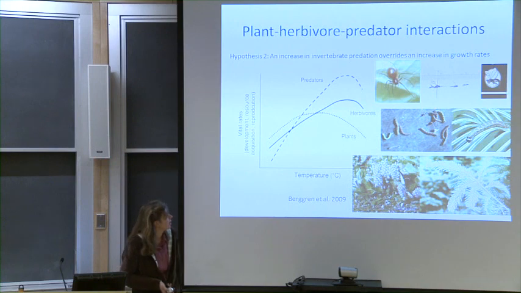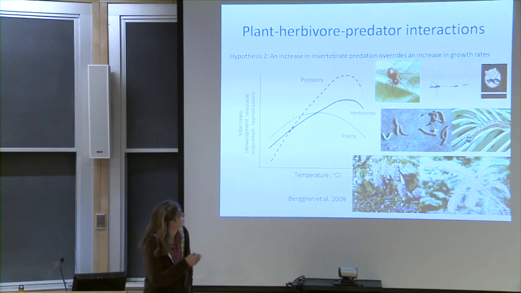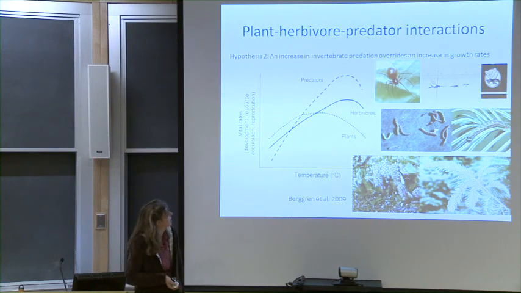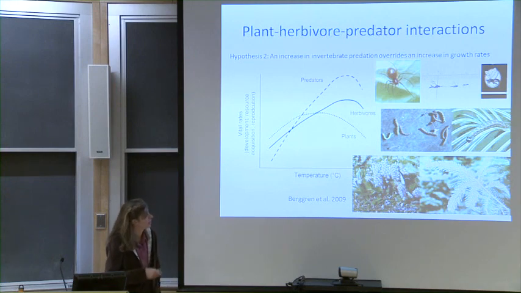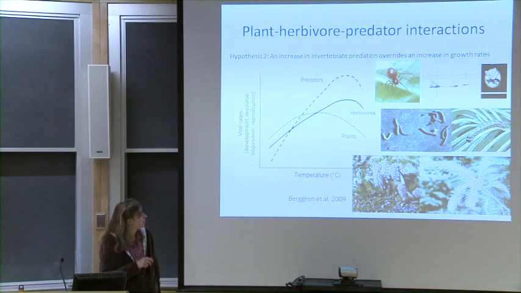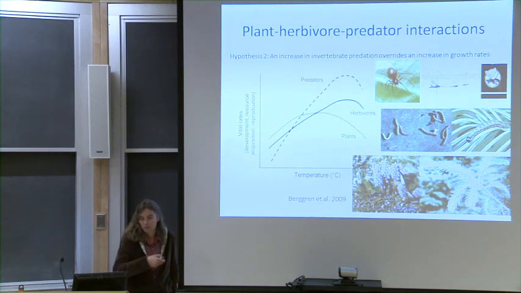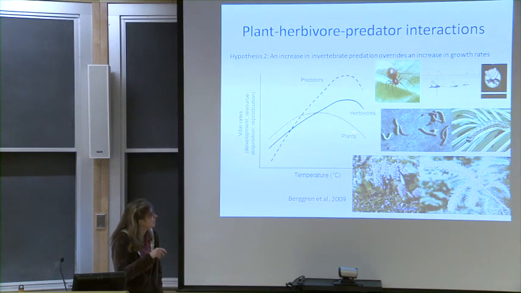An additional way to represent the second hypothesis, that an increase in invertebrate predation overrides an increase in growth rates, could be like here. As temperature increases, plant development increases up to a certain point, and then photorespiration overrides photosynthesis, sort of negating some of the development. There's an upper limit to how much temperature can really help plants.